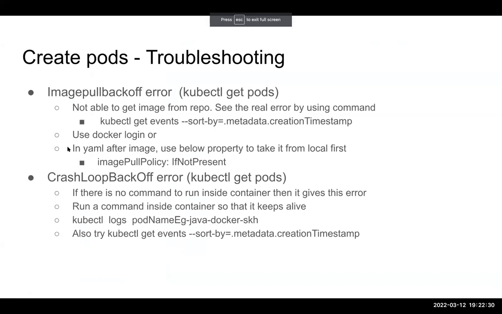So how do you fix this? Either you can use docker login to the repository you're connected to, or if the image exists only on your local and is not on the repository, then you can give this setting, imagePullPolicy IfNotPresent. Or if you think the image is in the repository and still not pulling, then there could be two problems. One problem could be that you have given the image name wrong. Check the spelling of that.